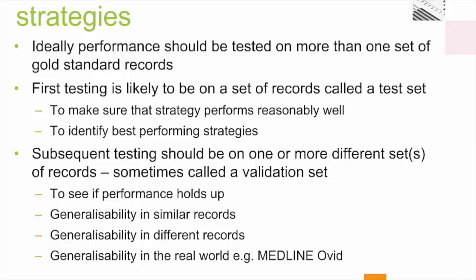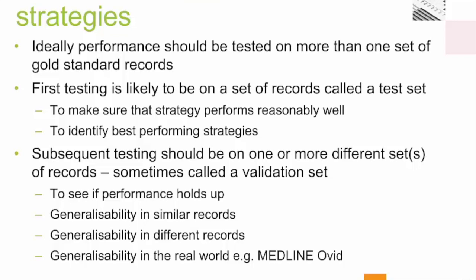And then there might be a process of strategy development, and then what we'd be looking for is subsequent testing on additional test sets, and then finally testing on what's called a validation set. And the validation set is a set of records that has not been used to develop the filter. And the reason for this is to see if the performance holds up over different sets of records, and to test for generalizability of the filter in similar records and in different records, and hopefully also in the real world.